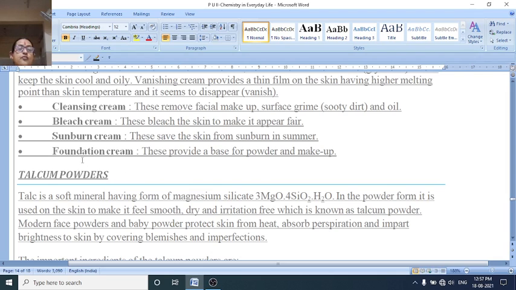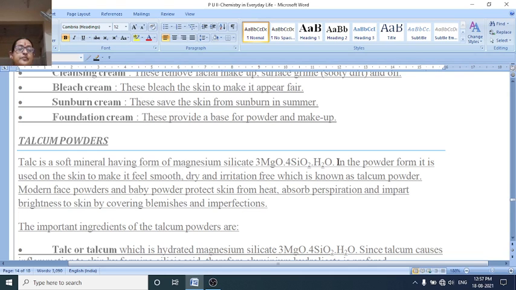Next is foundation cream. These are usually used for the makeup. They provide a base or a powder to a makeup. Next is talcum powder. Talc is a soft mineral having a form of magnesium silicate. In a powder form, it is used on the skin to make it feel smooth, dry, irritation free, which is known as talcum powder. This is also used for the prickles.